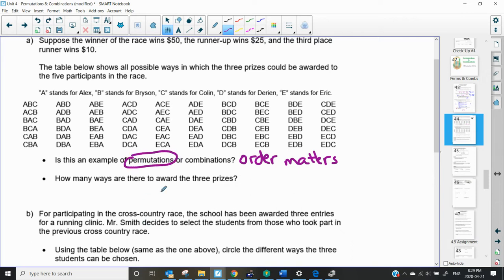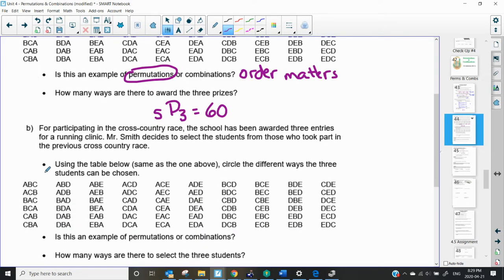So how many ways are there to award these prizes? Well, we had 1, 2, 3, 4, 5 runners. And of those 5 runners, order mattered, so that's pick. 3 of them were getting prizes. And so 5 pick 3 on our calculators is 60.